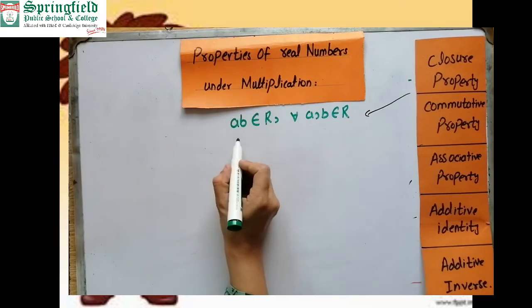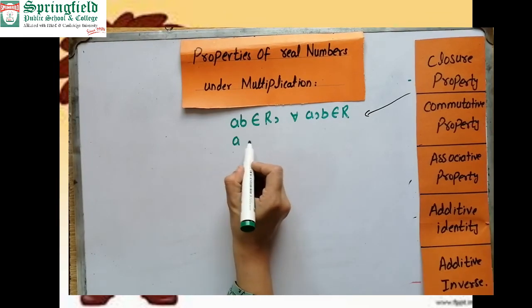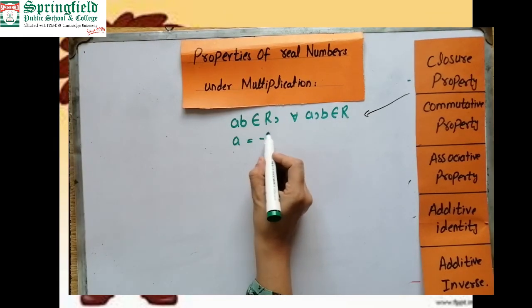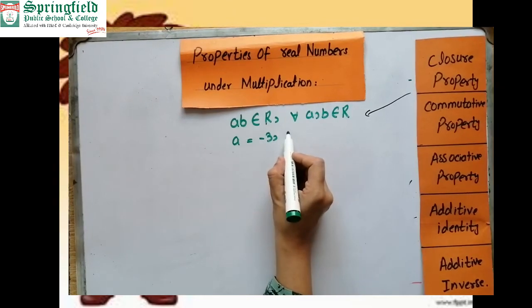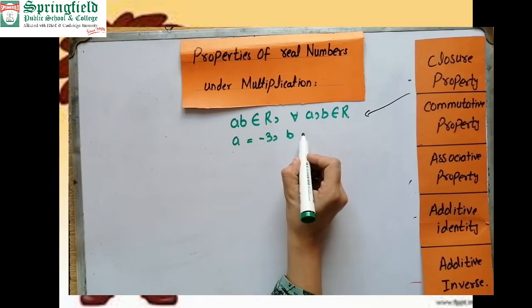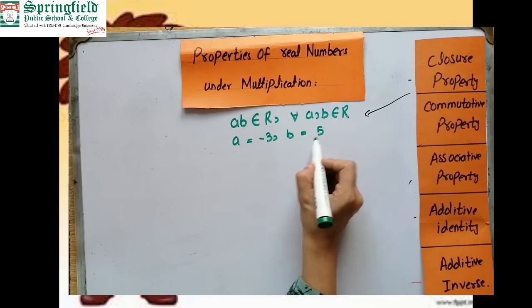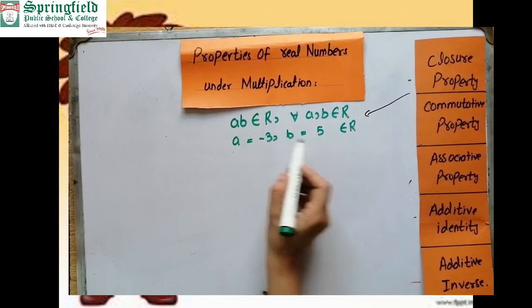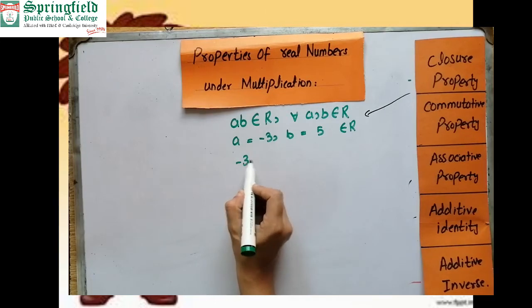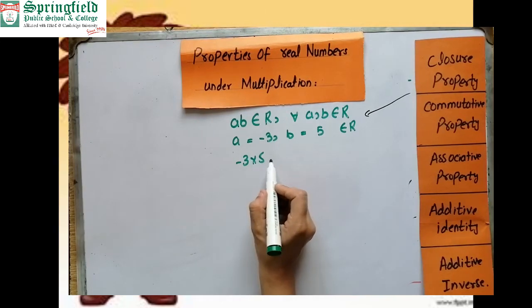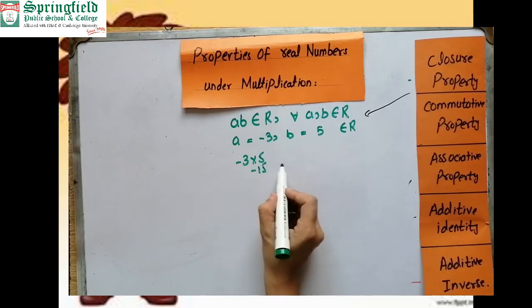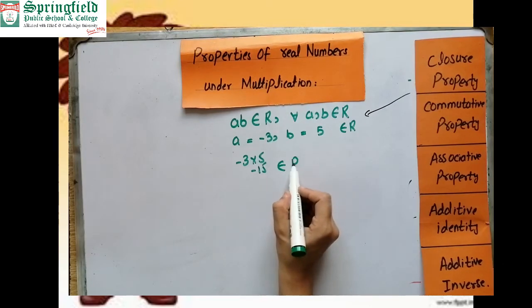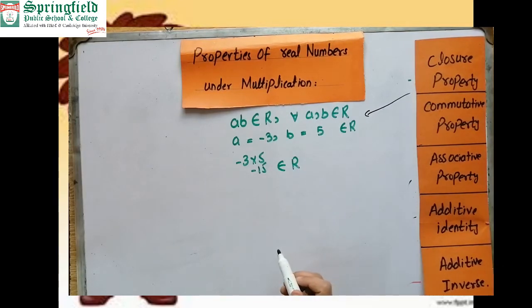So we can prove that, let's suppose A is equal to minus 3 and B is equal to 5, and both these numbers belong to real numbers. So what will be the multiplication of these two numbers? Minus 3 multiply 5 will become minus 15, and minus 15 is also a real number. So it's proved.